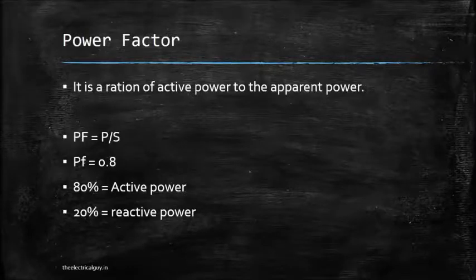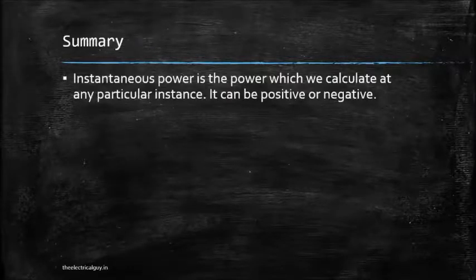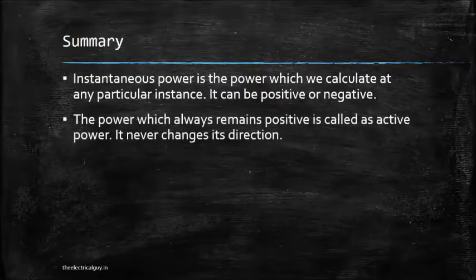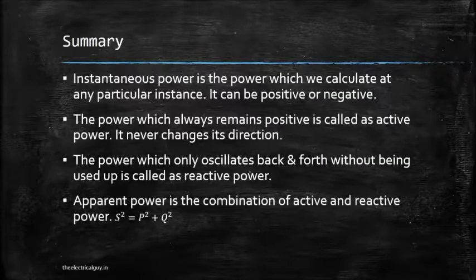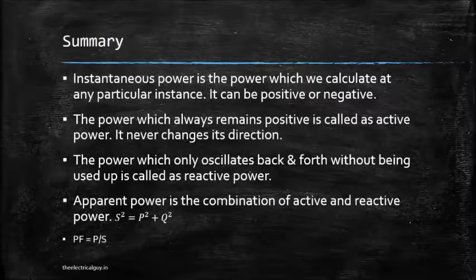Now we will summarize what we have seen up till now. Instantaneous power is the power which we calculate at any particular instant. It can be positive or negative. The power which always remains positive is called as active power. It never changes its direction. The power which only oscillates back and forth without being used up is called as a reactive power. Apparent power is the combination of active power and reactive power, which is given by S square is equals to P square plus Q square. And power factor is the ratio of active power by apparent power. So I hope this will clear the concept of active, reactive and apparent power.